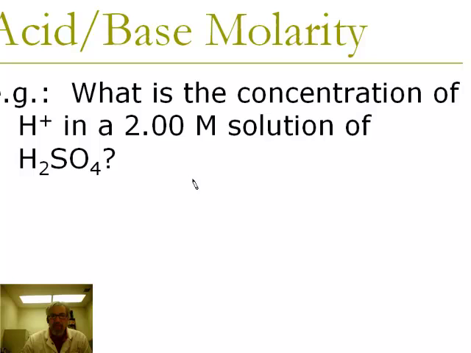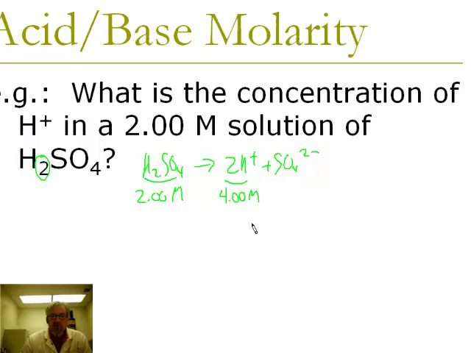This example asks what's the concentration of H plus in a 2.00 molar solution of H2SO4. Well, this is a diprotic acid. So when we see H2SO4 split up, it gives 2 protons and 1 SO4 2-. Now we have a 1-to-2 ratio. So a 2.00 molar solution of H2SO4 actually gives me 4.00 moles of H plus per liter.